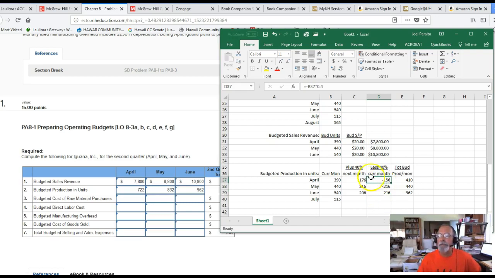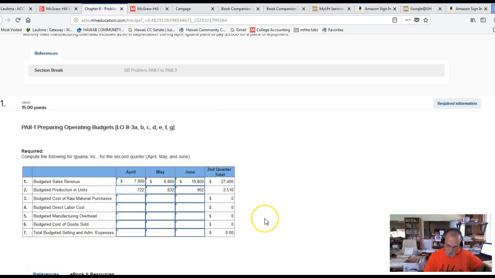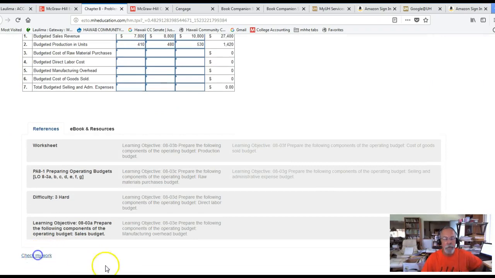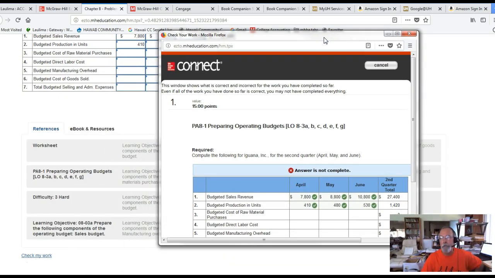Wait a minute. This should be 37. This should be 38, current month. Okay, and then this one should be 39 minus. That changes our totals for budgeted production per month. So let's see if these numbers will work: 410, 480, 530. Let's check my work. And those are okay.